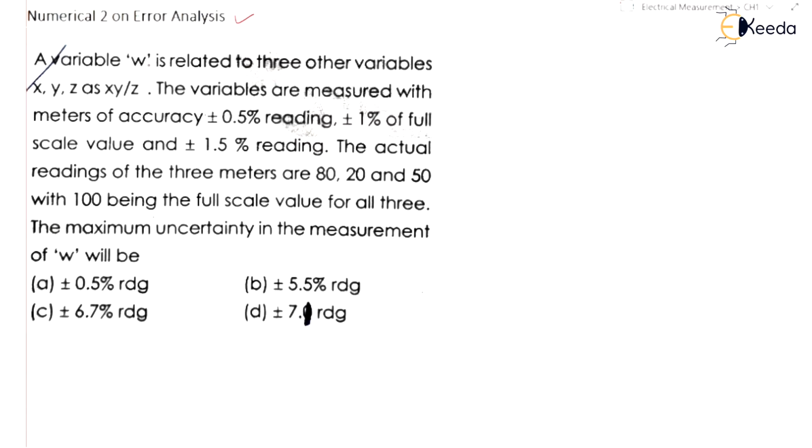A variable w is related to three other variables x, y, z as xy upon z. So it is given w is equal to x into y divided by z. The variables are measured with meters of accuracy plus minus 0.5% of reading, plus minus 1% of full scale value, and plus minus 1.5% of reading. So this is the accuracy of the meter for x, this is the accuracy of the second meter, and this is the accuracy of the third meter.